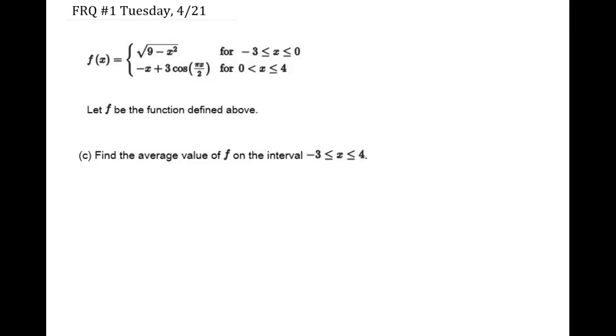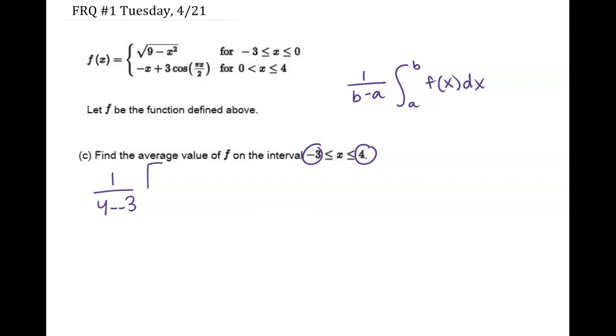For part C, we want to find the average value. And remember, the equation for the average value is 1 over b minus a times the integral from a to b of f of x dx, whatever it might be. So here we have 1 over 4 minus negative 3, because we're going from negative 3 to 4. And the integral from negative 3 to 4 will have to be split into 2 pieces. So from negative 3 to 0, we have this piece here.